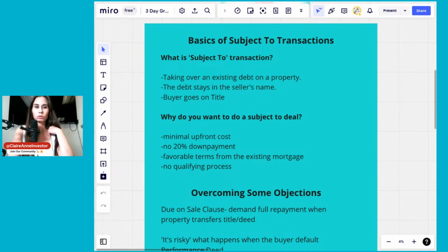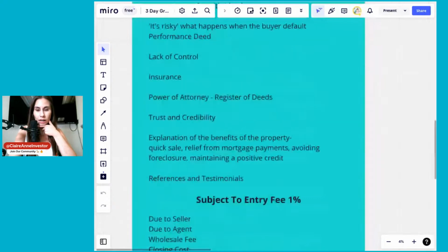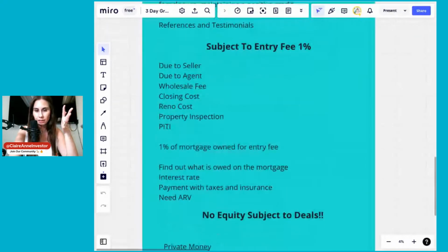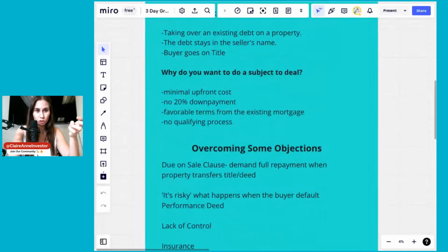I'm going to talk about what exactly a subject to transaction is, what objections you typically have with sellers, and some of the entry fee numbers. I want to take you through all of this today because this is where you get an understanding of exactly what subject to transactions are. If you're going to start calling agents or sellers with creative financing, this is something you definitely need to know.